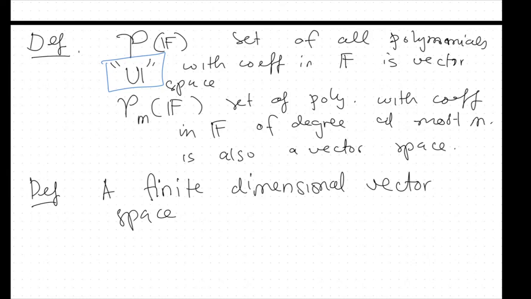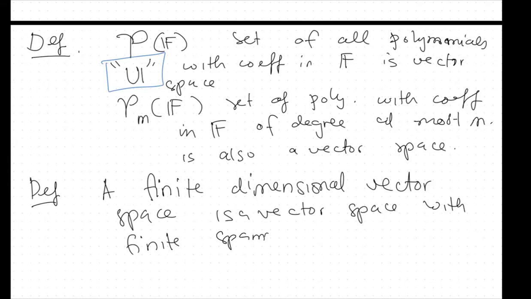A finite dimensional vector space is a vector space with a finite spanning list. That is, it is spanned by a finite number of vectors.